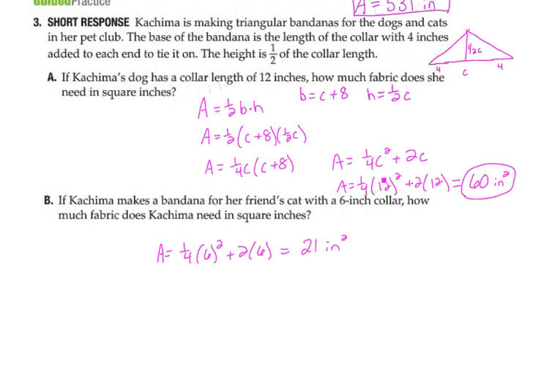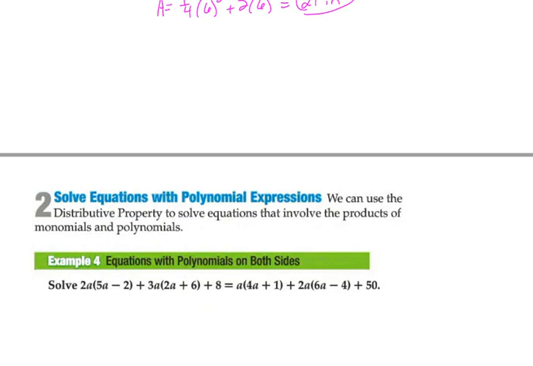And then I plugged in the 12 because they said if her dog has a collar length of 12 inches, how much fabric do I need? 60 inches squared. With that same formula, I went ahead and plugged in 6 inches for the bottom one. So again, we're going to see a lot of geometry type of problems later where maybe we want to extend something or maybe we want to shorten something, and we want to see what that does with our outcome and how many square inches of something we need.